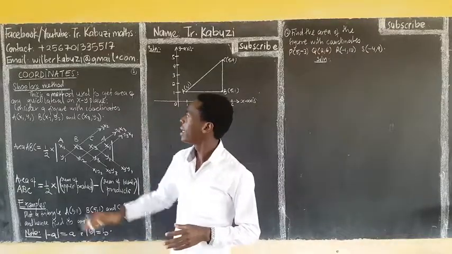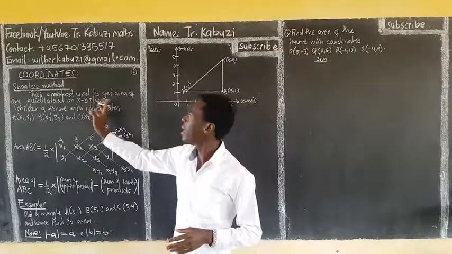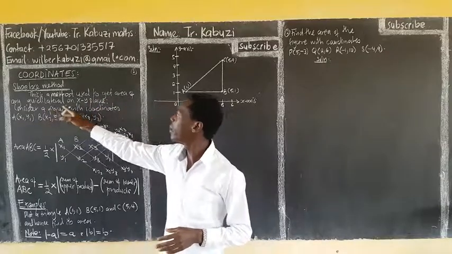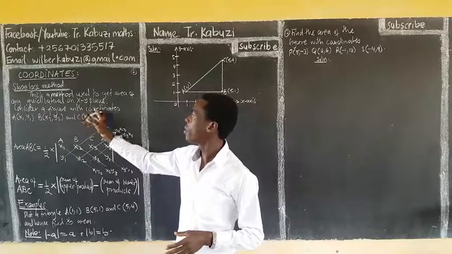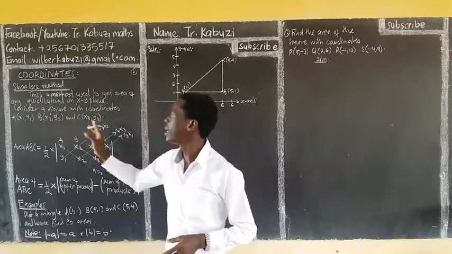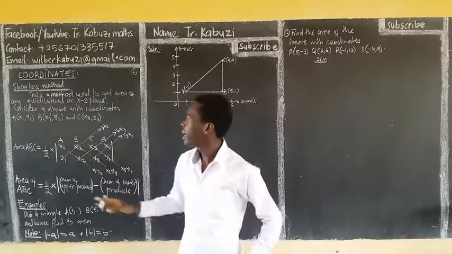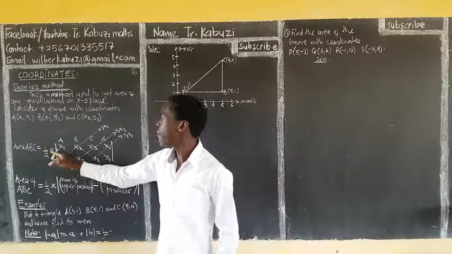Okay, let's go through it. This is a method used to get the area of any quadrilateral on the XY plane. Consider the figure below with the coordinates A, B, C. Now, how do we get it? The area of ABC is going to be a half diagonals.